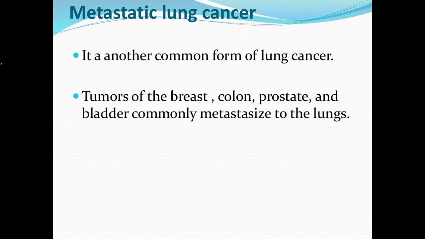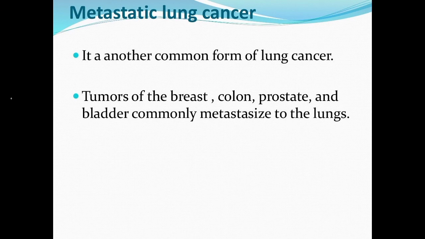Metastatic lung cancer. As the name indicates, what is metastasis? It is the condition when a primary tumor occurs, and after some time it grows in size and invades the surrounding tissues and infiltrates into the blood vessels and lymphatic system. This process affects other parts of the body. So it is metastatic lung cancer.